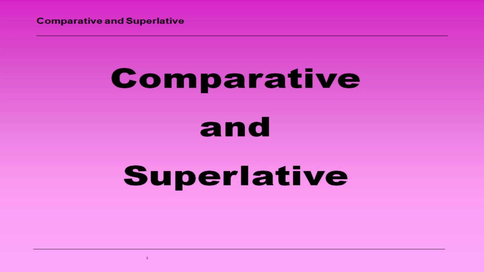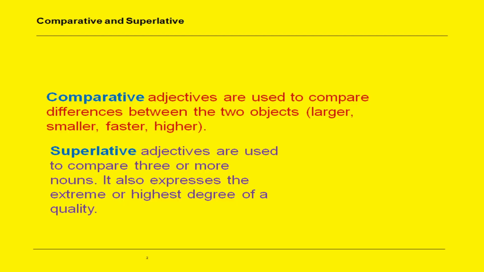In today's lesson, I am going to explain comparative and superlative forms of the adjectives. Comparative form. Adjectives are used to compare differences between the two objects. In comparative forms, we compare differences between two objects. Examples: larger, smaller, faster, higher.